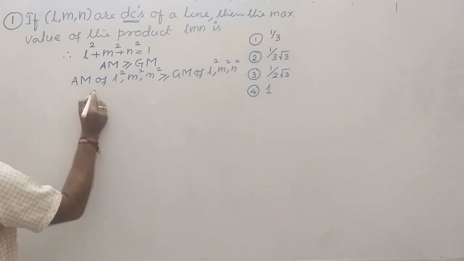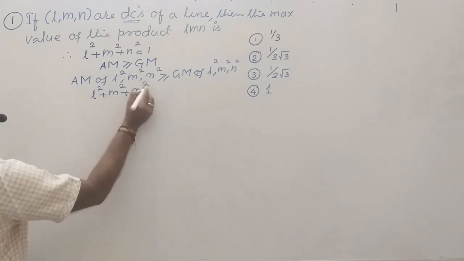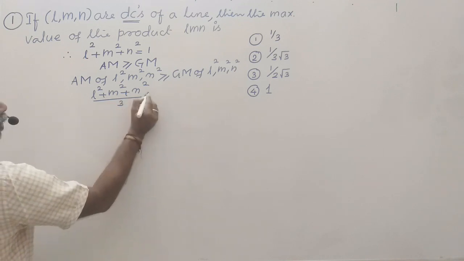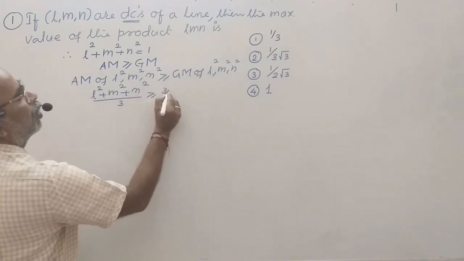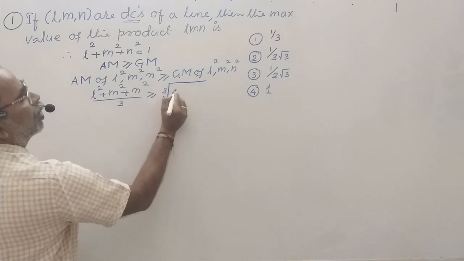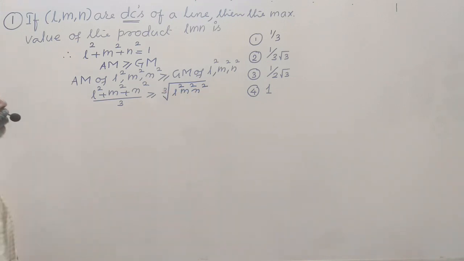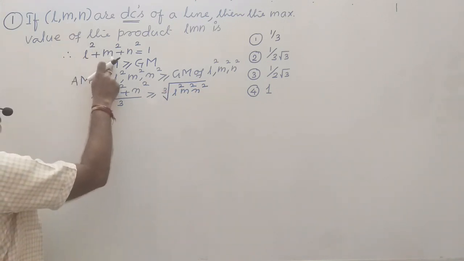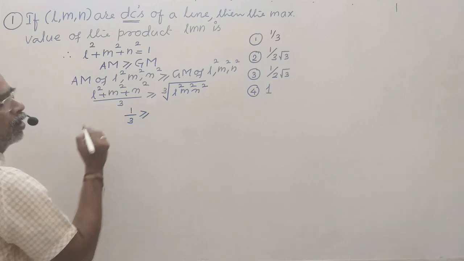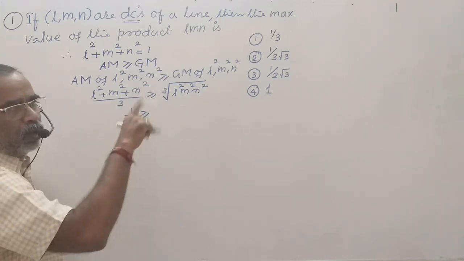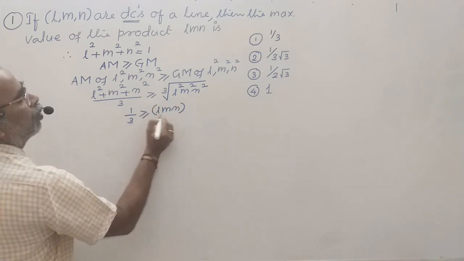What is the arithmetic mean of these three numbers? l square plus m square plus n square divided by 3, greater than or equal to the geometric mean. There are three numbers, therefore the geometric mean is the cube root of the product of the numbers, l square m square n square. Since l, m, n are DCs, l square plus m square plus n square is 1. Therefore this becomes 1 by 3 greater than or equal to the cube root, which means whole power 1 by 3. Therefore I can write this as lmn whole power 2 by 3.